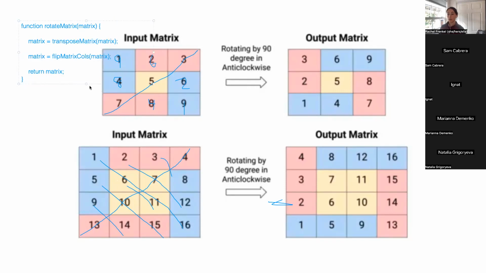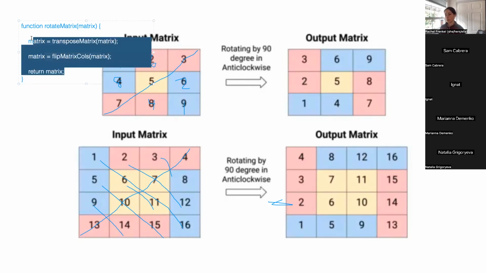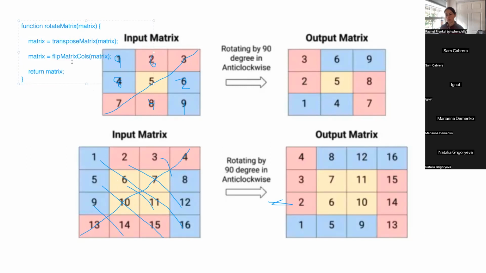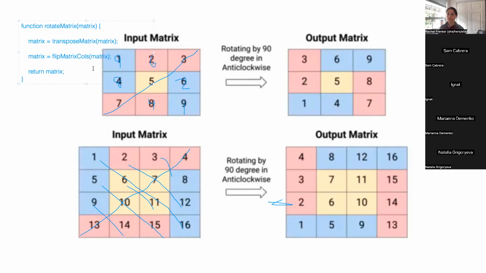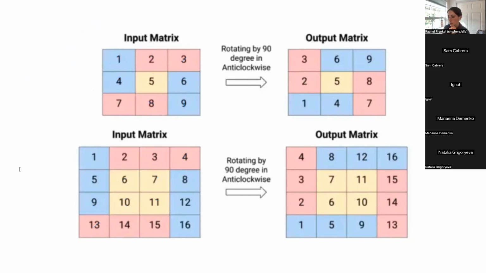Okay, this is what your function would look like. You would have rotate matrix, matrix gets transpose matrix, which is flip it over this line. Matrix gets flip matrix columns of matrix. And so then you would flip the columns, and that will give you this rotated matrix. Obviously the bulk of the work is these two functions. But that's one way to do it. Okay. We are not going to do it that way.